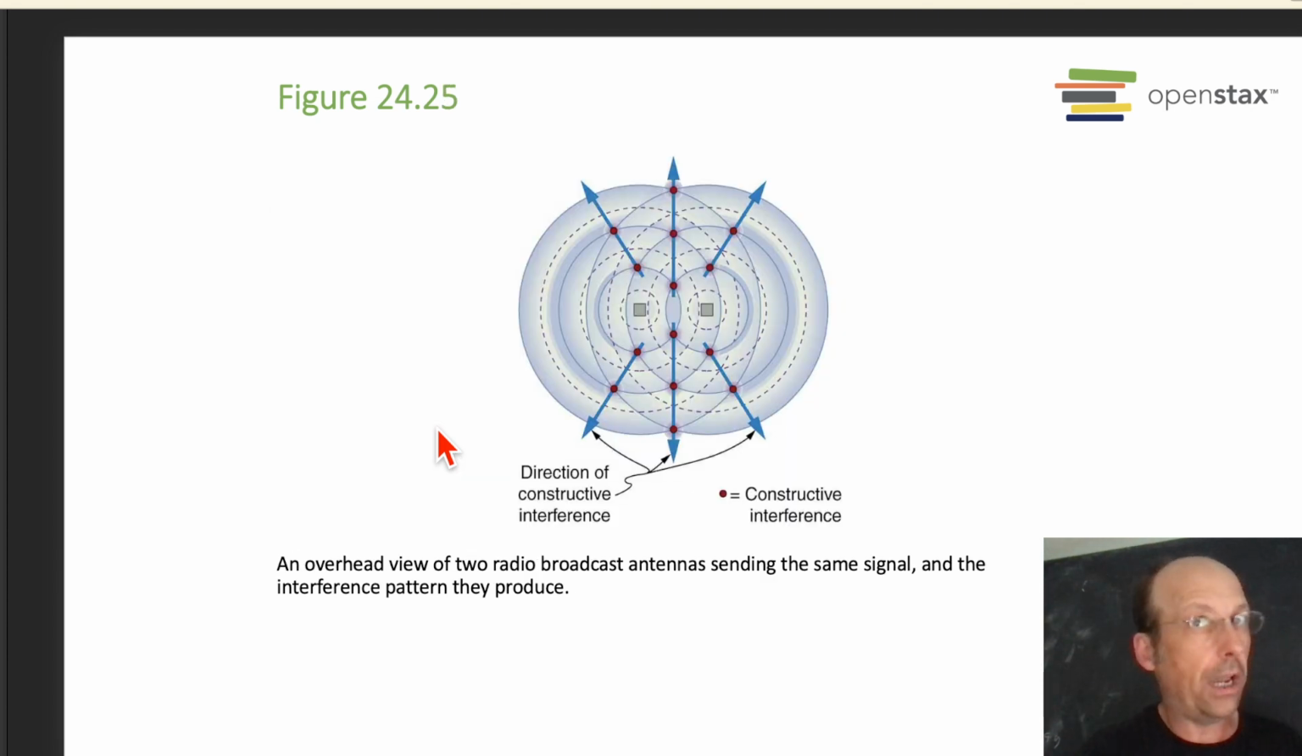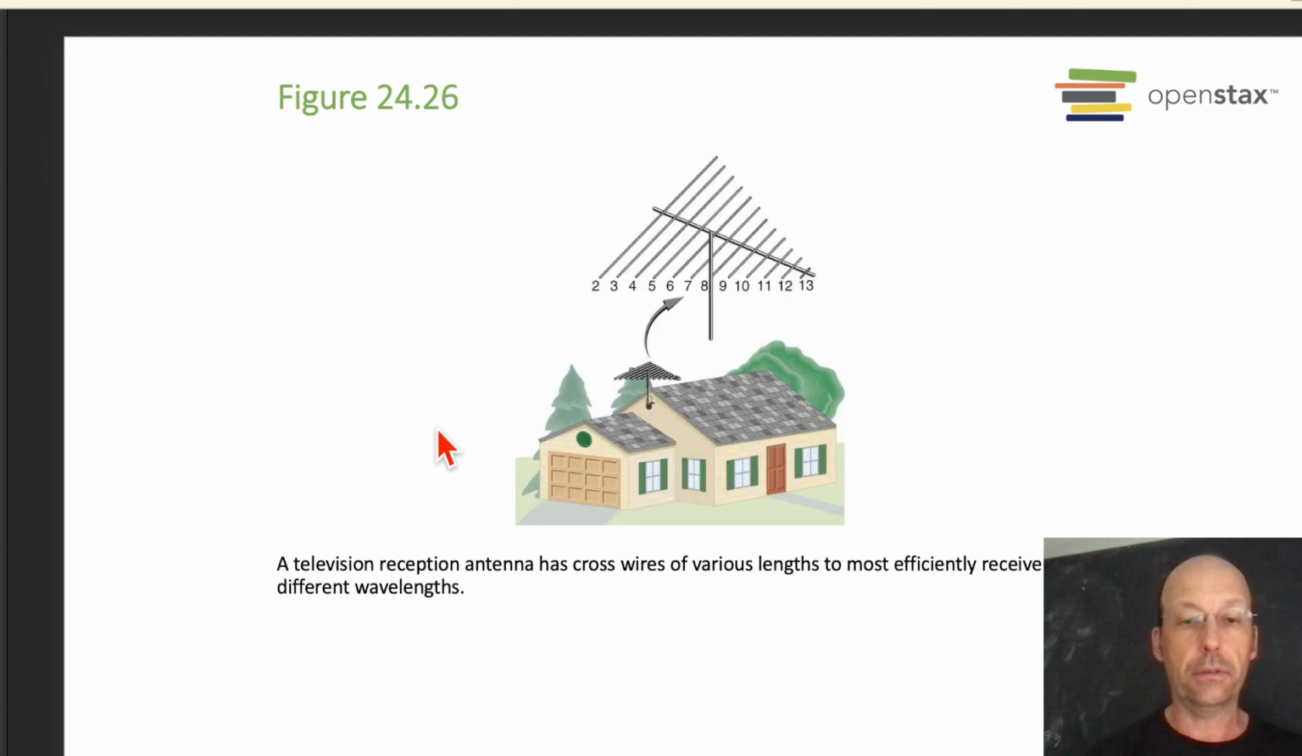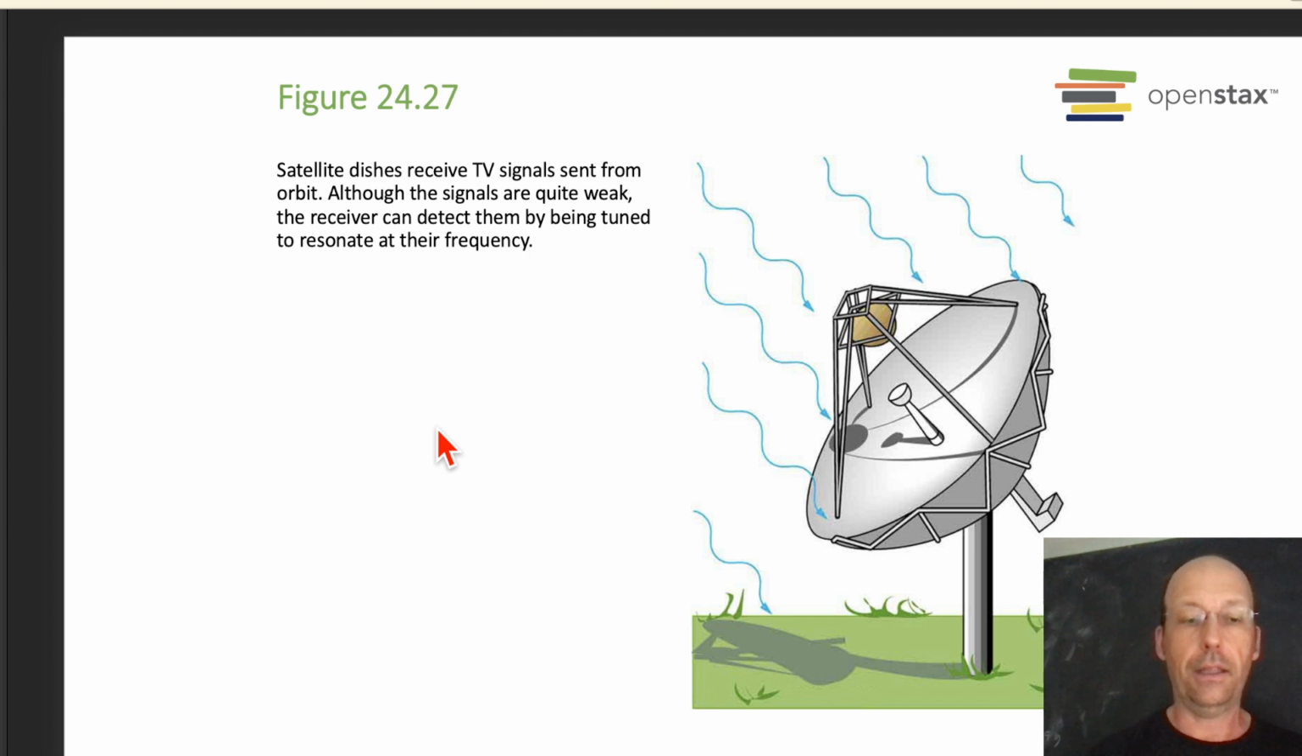Electromagnetic waves are still waves, so they can constructively and destructively interfere. We'll talk about that more when we talk about diffraction. That's just an antenna. That's fine.